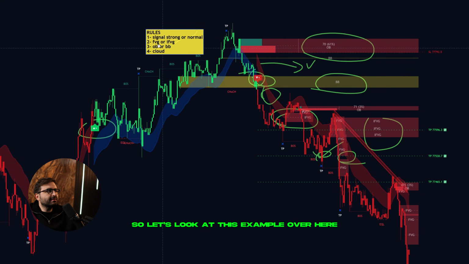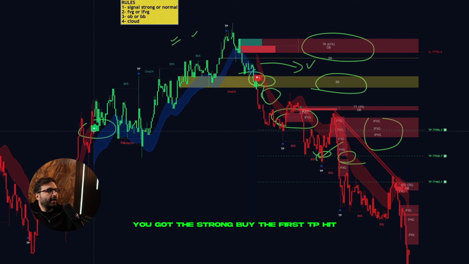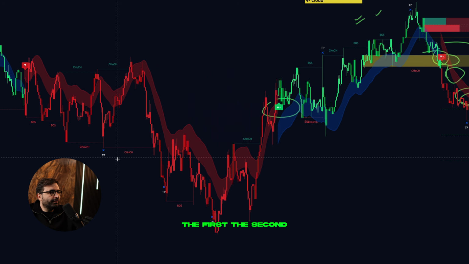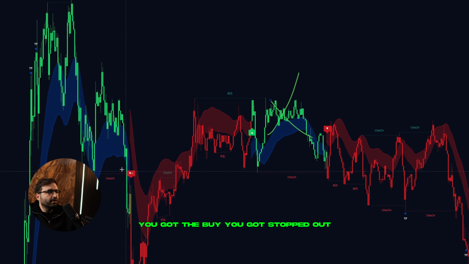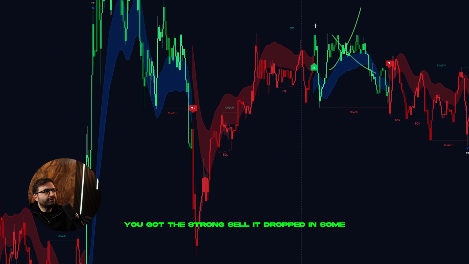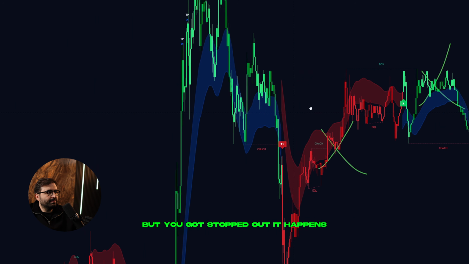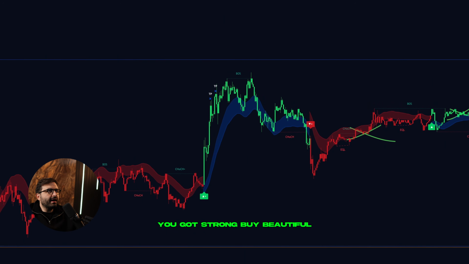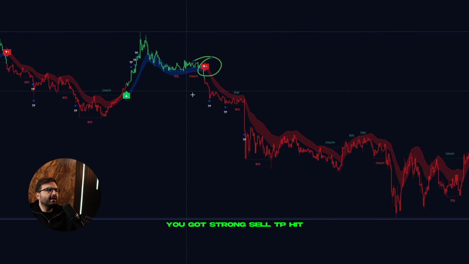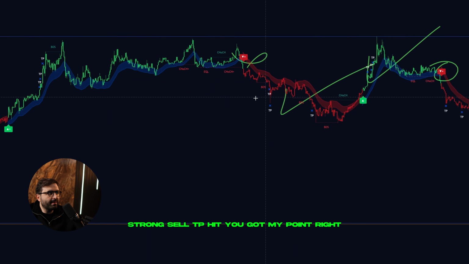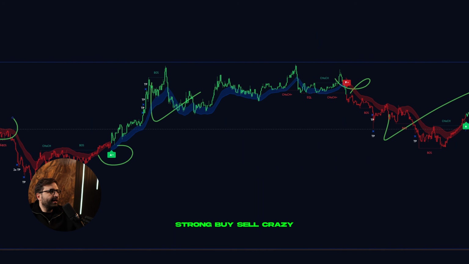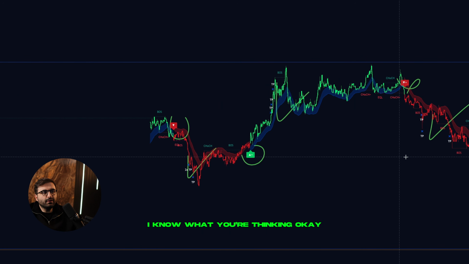All right, so let's look at this example over here. You got the strong buy. The first TP hit, second TP hit. You got the sell, the first, the second, the third TP. You got the buy, you got stopped out. You got the strong sell, it dropped some, but you got stopped out. It happens. You got strong buy, beautiful. You got strong sell, TP hit. You got the strong buy, TP hit. Sorry, it's a normal buy. Strong sell, TP hit. You got my point, right? Strong buy, sell, crazy.